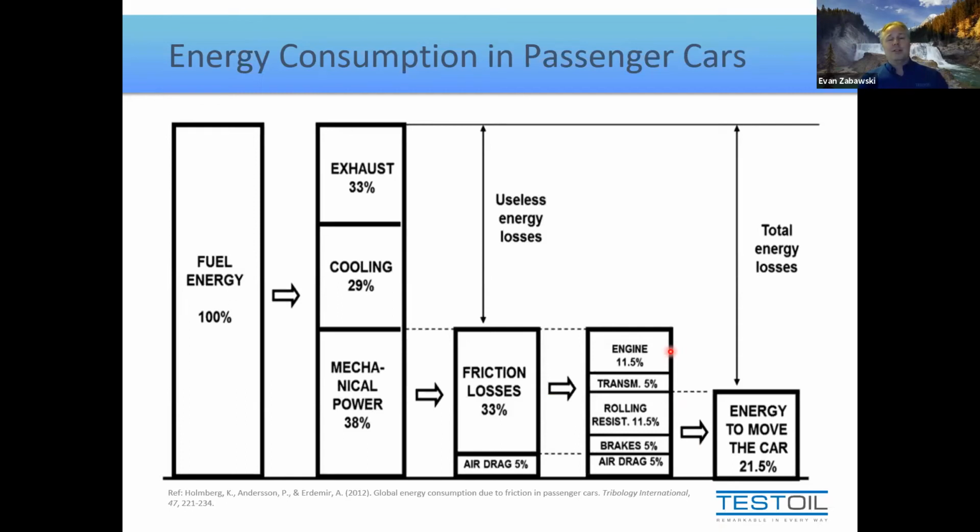So I'm looking specifically, where in the engine would most of the friction come from? It's not the bearings, not the valves. It's the ring cylinder interface. That's where you're going to see a pretty significant amount of frictional losses.